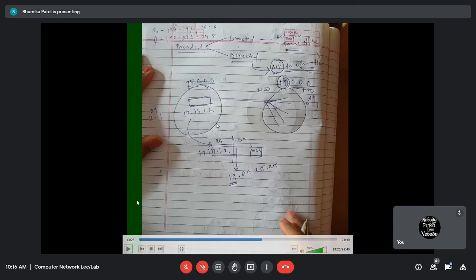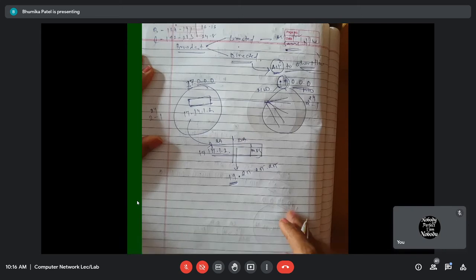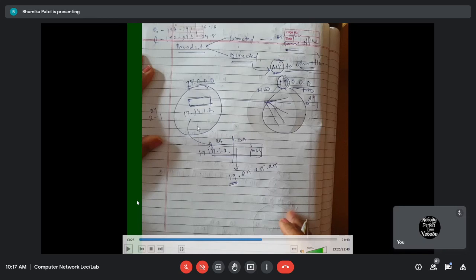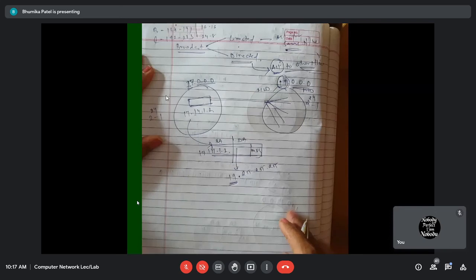Similarly, if I consider 17.0.0.0, the first IP address is the network address, and for this network, what will be the directed broadcast address? 17.255.255.255. So 17.255.255.255 is the directed broadcast address for this network. So every network has its own directed broadcast address and its own network address.